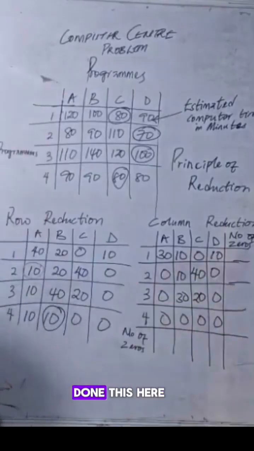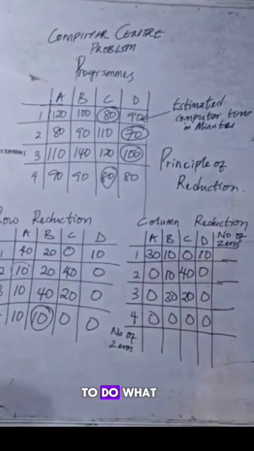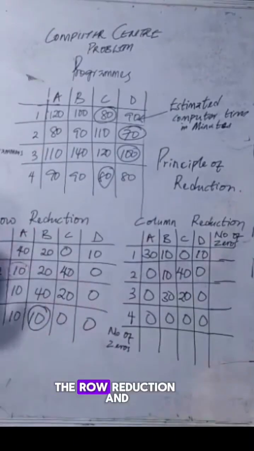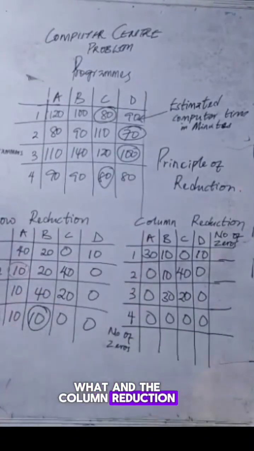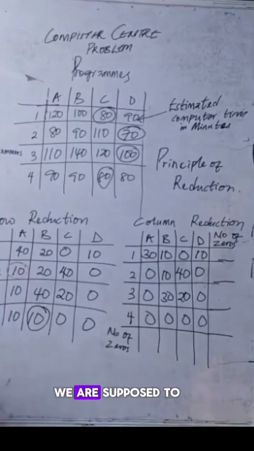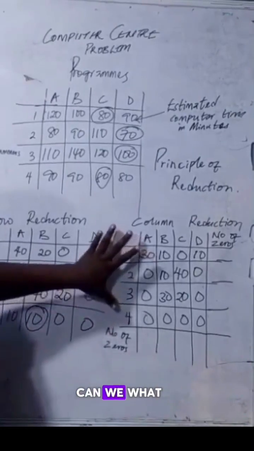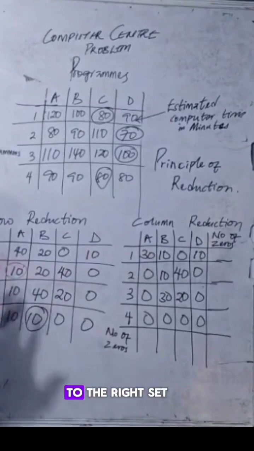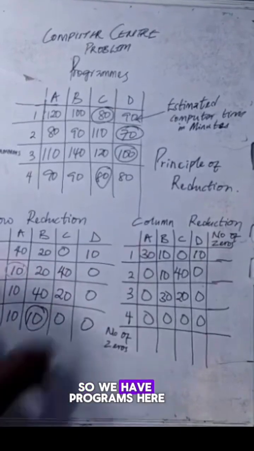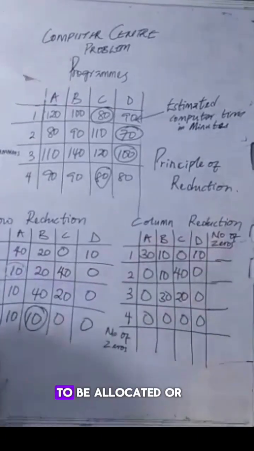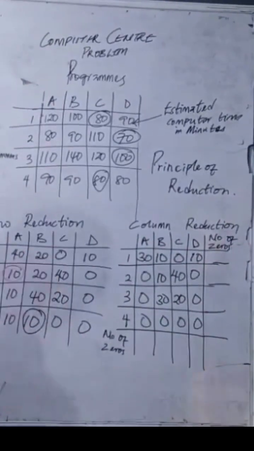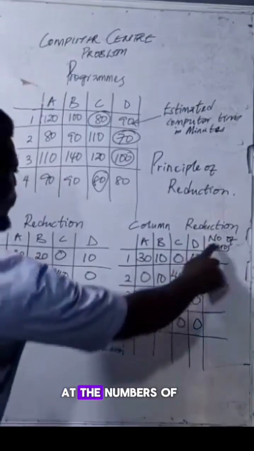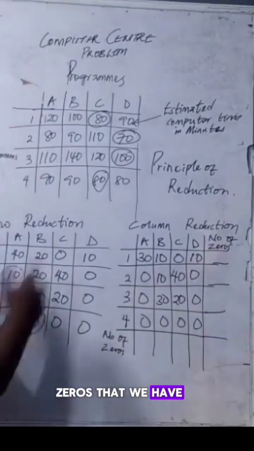Now, having done this, we have been able to follow the two basic principles of reduction: the row reduction and the column reduction. The next thing we are supposed to do is look at how best we can allocate these variables to the right set of programmers. We have 4 programs that need to be assigned to 4 different programmers. The first thing I will advise us to do is look at the number of zeros that we have on each row.